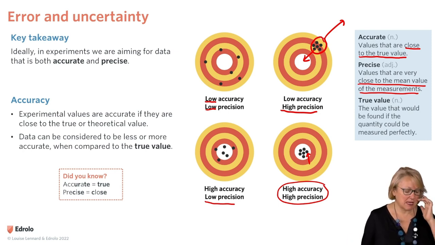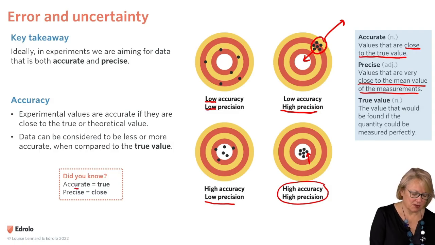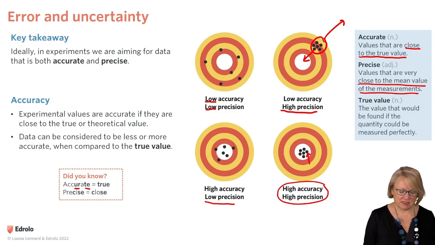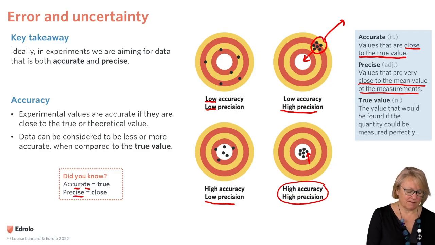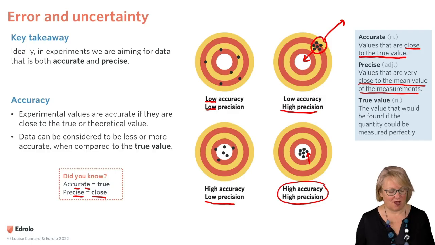And a way of thinking about this is that the word accurate has got the letters "true" in it, and precise has got the letters from "close". So that's one way you can try and remember them.